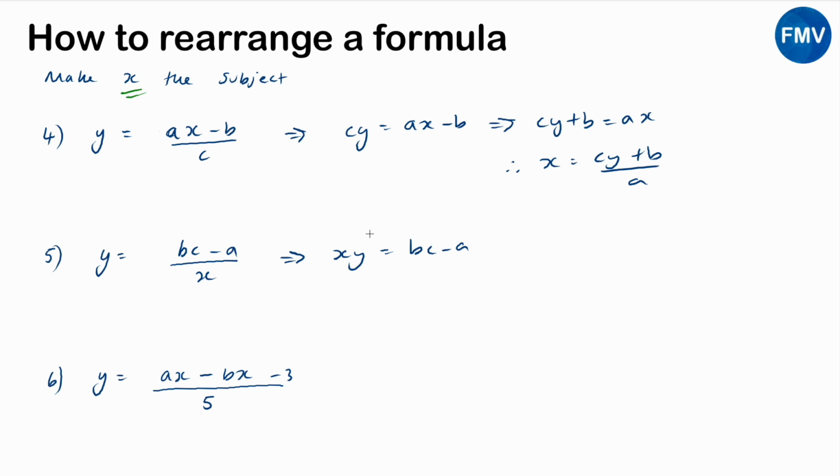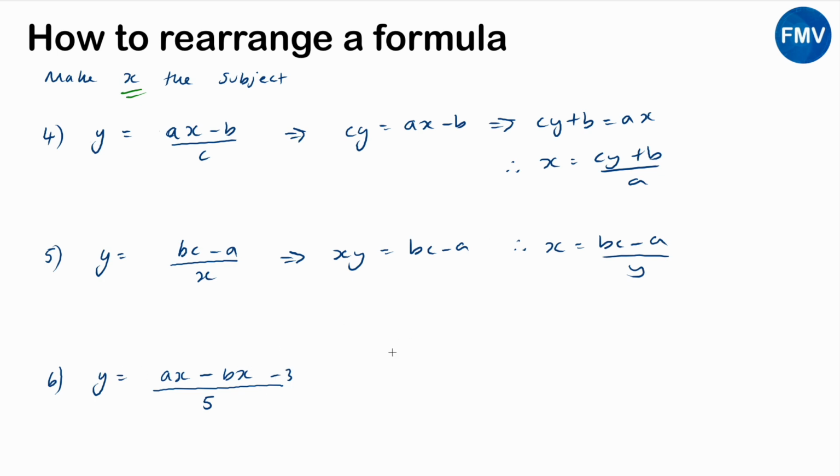Now I've got the x over here, so I need to get rid of this y because I want x on its own. So I divide this side by y and I divide this side by y. So therefore, those two y's cancel. I'm left with x equals bc minus a divided by y. And that one is also rearranged.